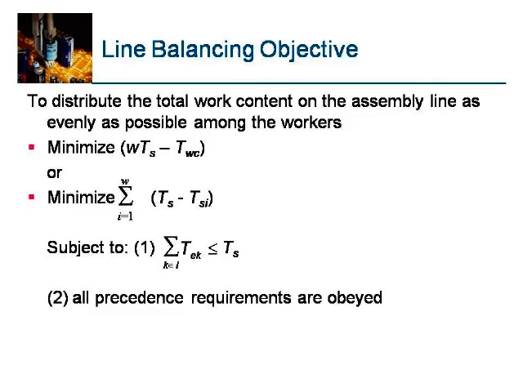Minimize the delay W TS minus TWC, or minimize the total delay sigma i is equal to 1 to W of TS minus TSi, subject to: one, sigma TEK is less than or equal to TS; two, all precedence requirements are obeyed.